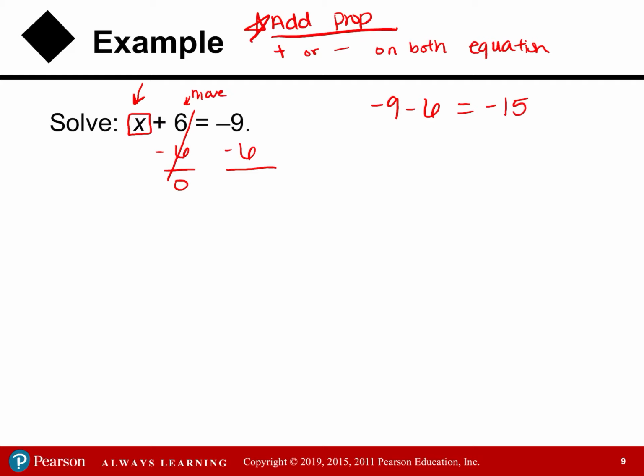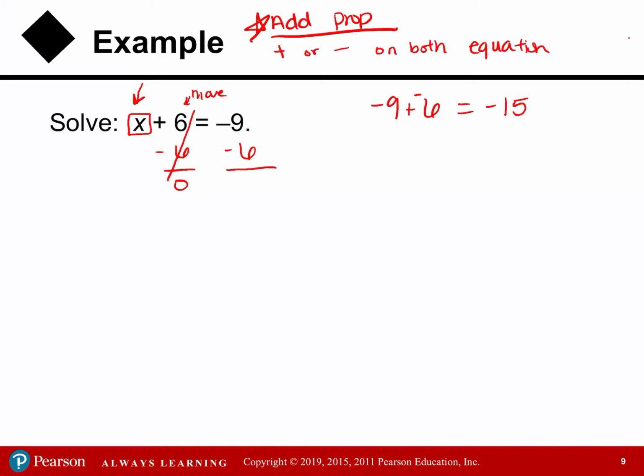I know subtracting with negatives might be a bit weird. A rule I always use is you always add the opposite of the second. So you change your subtraction to addition and you change the sign of the second. So negative 9 plus negative 6, that gives us negative 15.